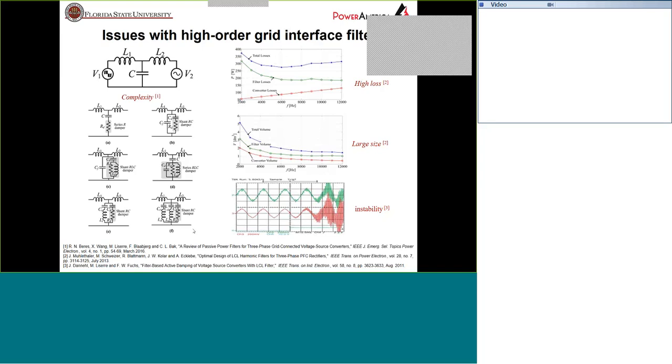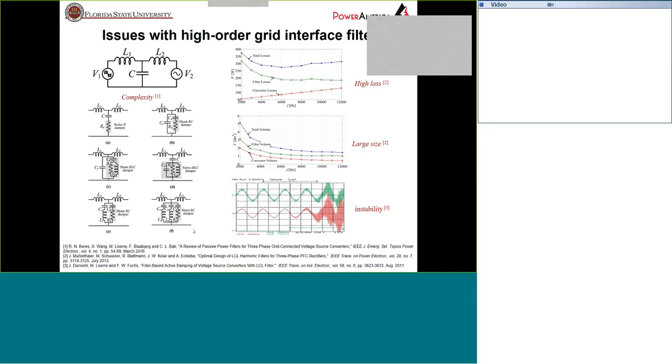And also, according to research from Professor Johan Kohler's group on a 10 kilowatt level three-phase converter, the loss of the LCL filter and the size of this LCL filter can even be bigger than the converter. So this filter is lossy and takes a lot of size. And for passive components, size usually means cost.